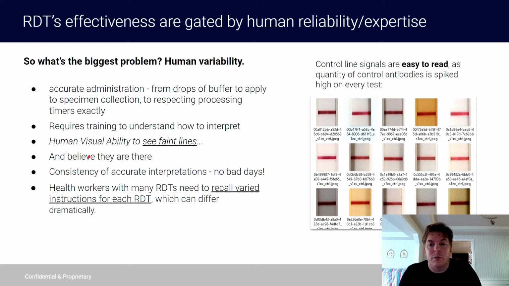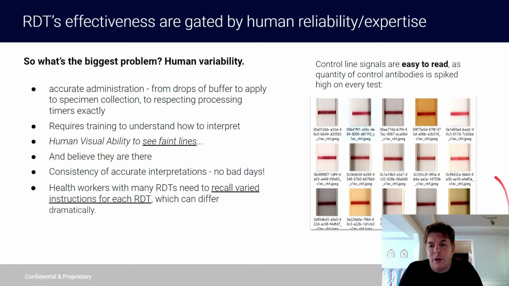You also have to believe that they are there, especially in the case of faint lines. That gets into some stuff we'll talk about with cognitive dissonance. But basically it boils down in many respects to the consistency of the interpretation, i.e. the no bad days. So health workers also have a dilemma that they've got a lot of RDTs that have different lines that mean different things. So that can create a lot of variance in and of itself.